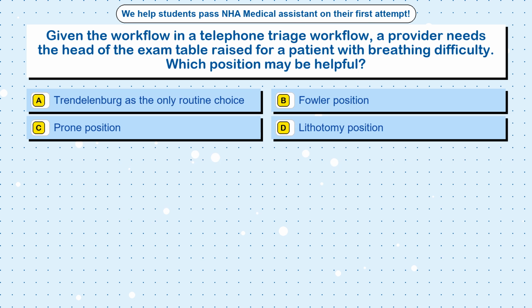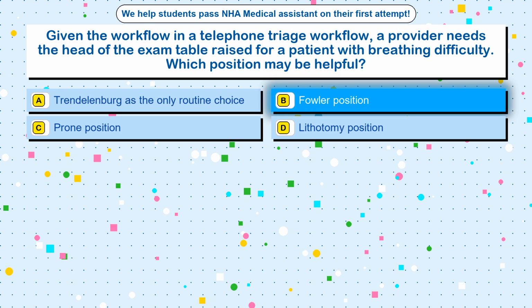Question 43. Given the workflow in a telephone triage workflow, a provider needs the head of the exam table raised for a patient with breathing difficulty. Which position may be helpful? Option A. Trendelenburg is the only routine choice. Option B. Fowler position. Option C. Prone position. Option D. Lithotomy position. The correct answer is option B.